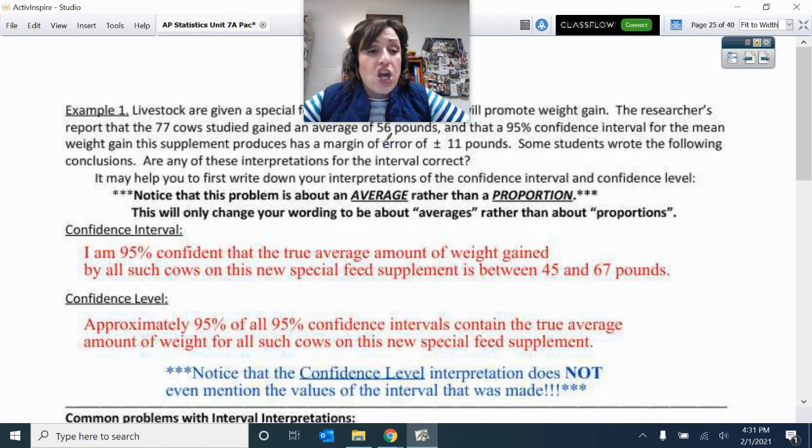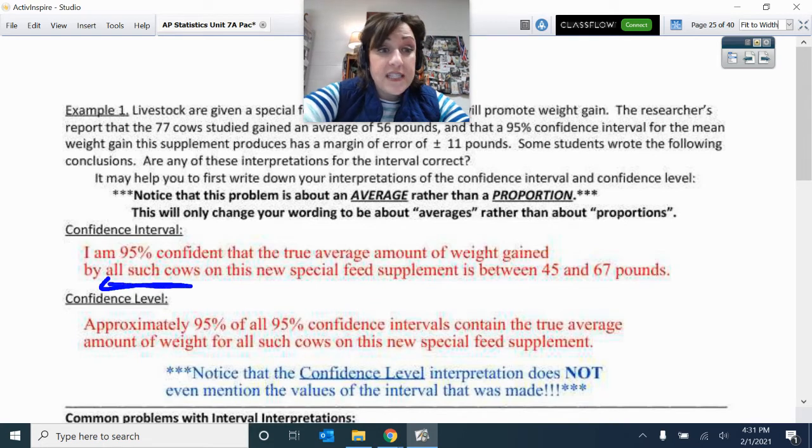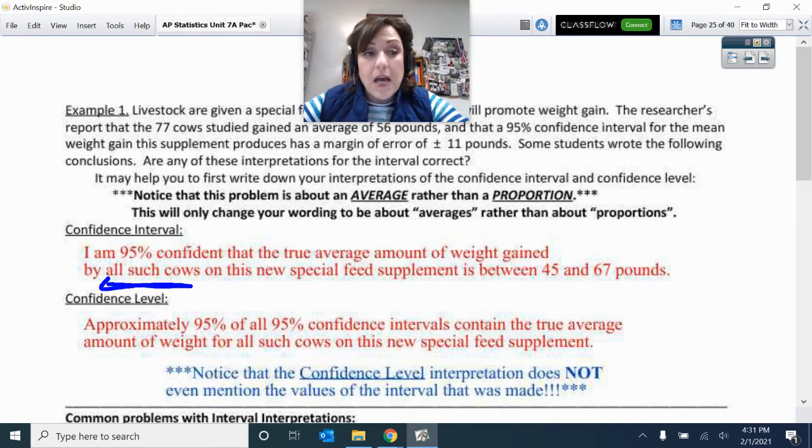Okay. So to me, it helps to go ahead and write down what the interpretations are that we know. So for the confidence interval, that's our regular conclusion that we make for our intervals. I am 95% confident that the true average amount of weight gain of all such cows, this is not about the cows in the sample, of all such cows, we're inferring about all the cows on this type of new special feed supplement, gain between 45 and 67 pounds. I did give you a little heads up. We get so used to saying the word proportion, and these were actually about average weight gain.